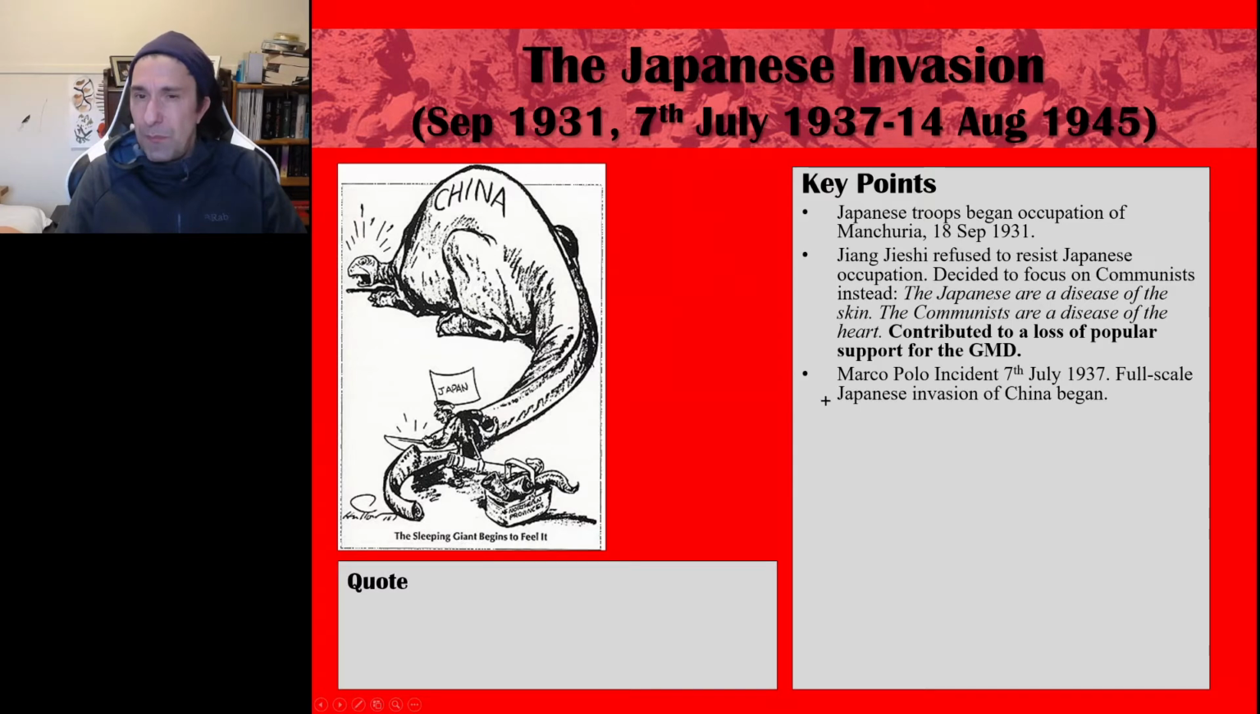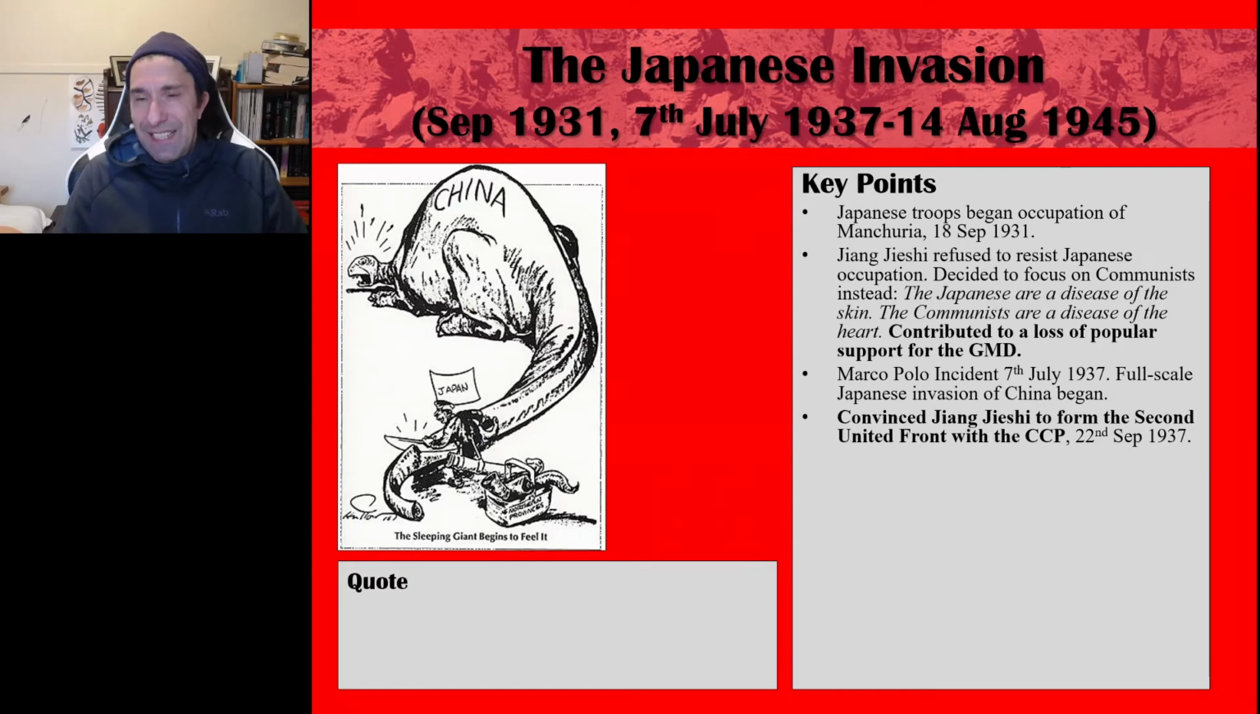Getting back to the full-blown invasion, which occurred on the 7th of July 1937, the Marco Polo incident. That's when Chinese and Japanese troops pretty much had a shootout in Beiping, which then led to the full-scale invasion of China by the Japanese. They attacked in Beiping, and they also attacked places like Shanghai and so forth.